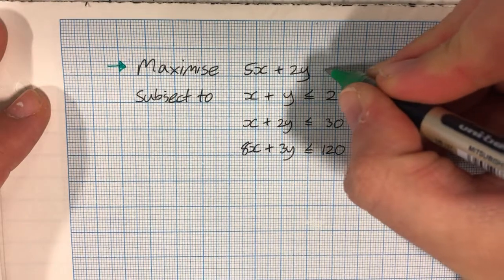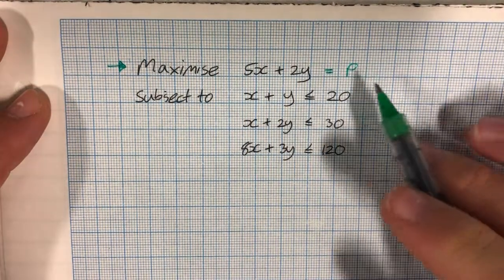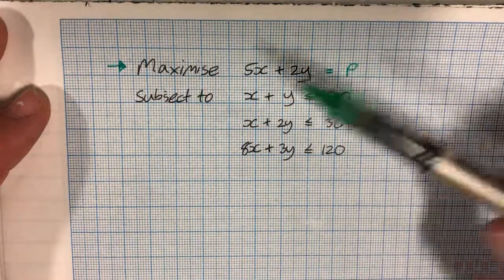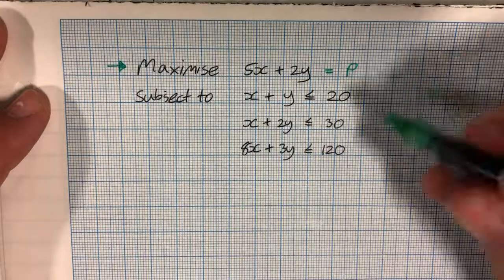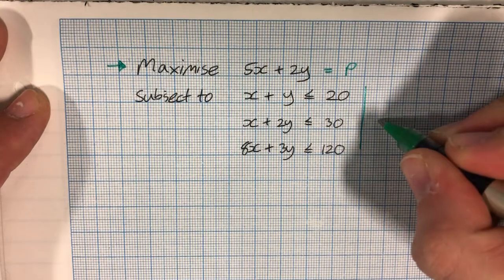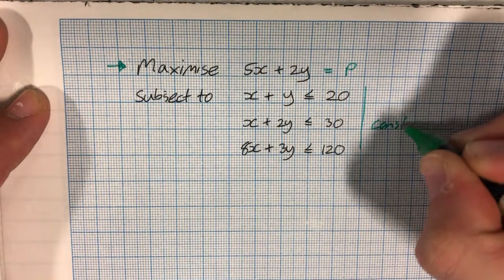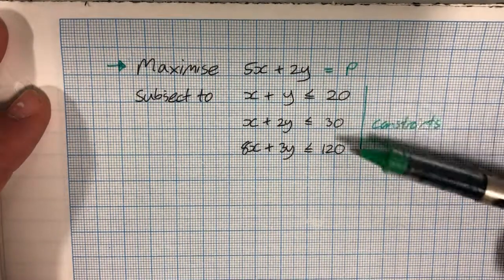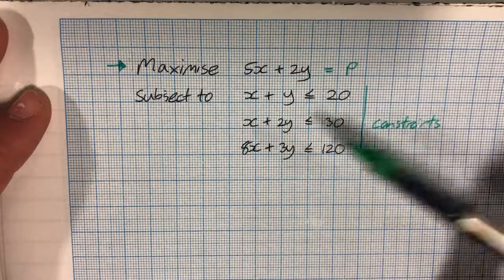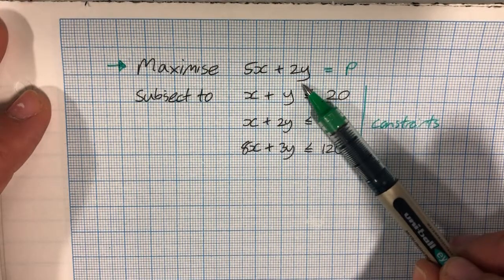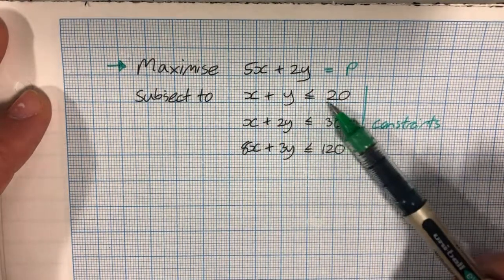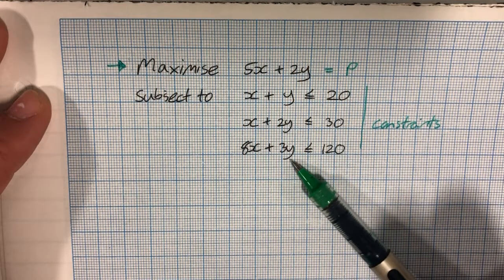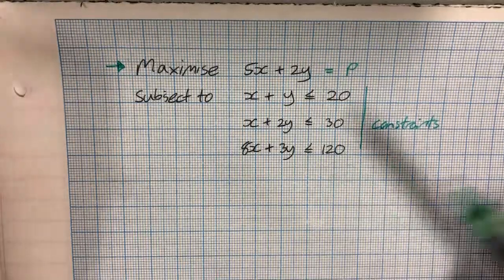Sometimes that's given a letter as well. It might be given a P for profit or maybe a C for cost. Subject to, and then here are our constraints. These constrain the values that x and y can take. So maximise 5x plus 2y, subject to x plus y is less than or equal to 20, x plus 2y is less than or equal to 30, and 8x plus 3y is less than or equal to 20.